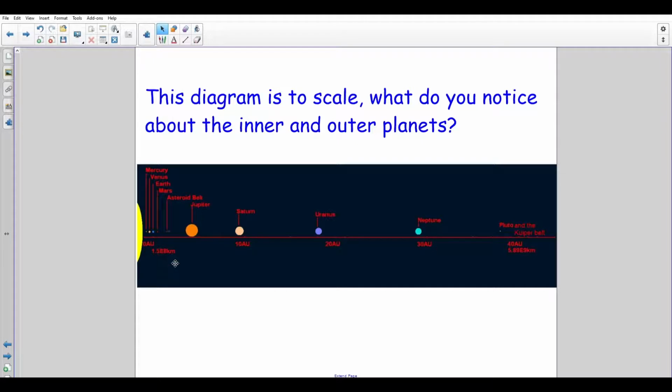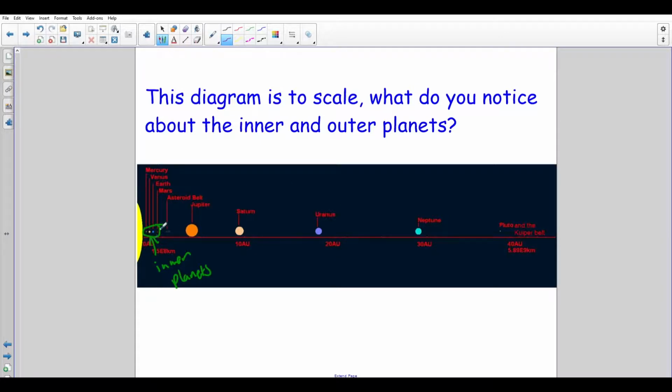So roughly, what we notice about these planets that we've got in the middle here, we call these the inner planets. So let's pick a different colour. These 4, so Mercury, Venus, Earth and Mars, we call those the inner planets. And we notice they're very close together. The distance between them is really big in terms of actually getting to things, but the actual distance between them compared to the outer planets is really small.